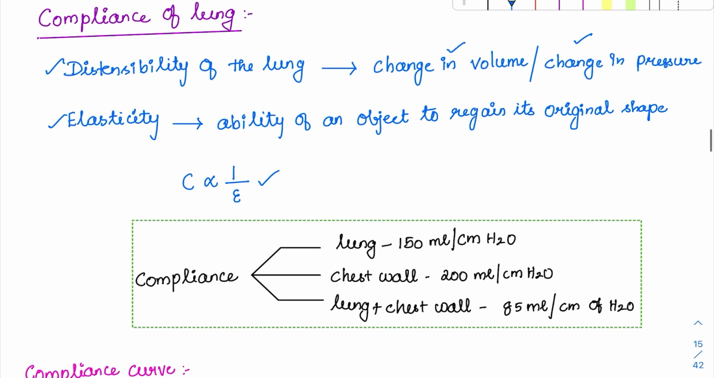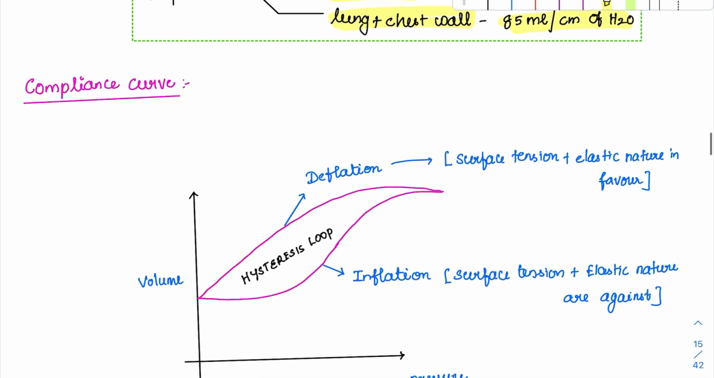Coming to the compliance of the lung, it has been asked in MCQs also, which is 150 ml per centimeter of H2O. This 150 ml per centimeter of water is the compliance of the lung. Then the chest wall's compliance is 200 ml per centimeter of water. Combined lung and chest wall have a compliance of 85 ml per centimeter of H2O. These are the different compliances we have to remember. Then coming to the compliance curve.